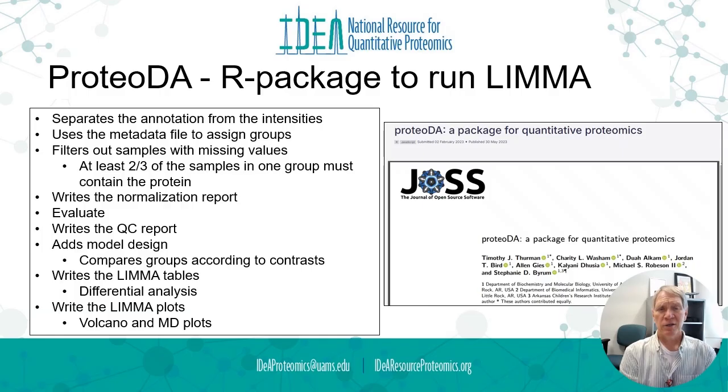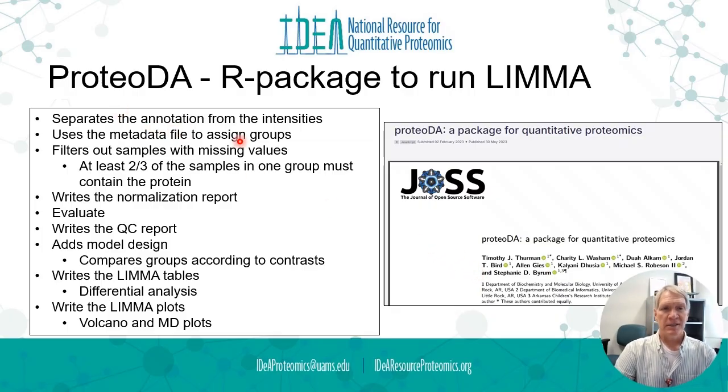We're going to use an R package called ProteoDA to run what's called Limma, and it's basically like a least squared analysis, kind of like a t-test for thousands of things all at the same time. And I'm just going to run through this, but this package was developed by some people that worked in our lab a few years ago. It was spearheaded by a bioinformatician named Stephanie Byrum.